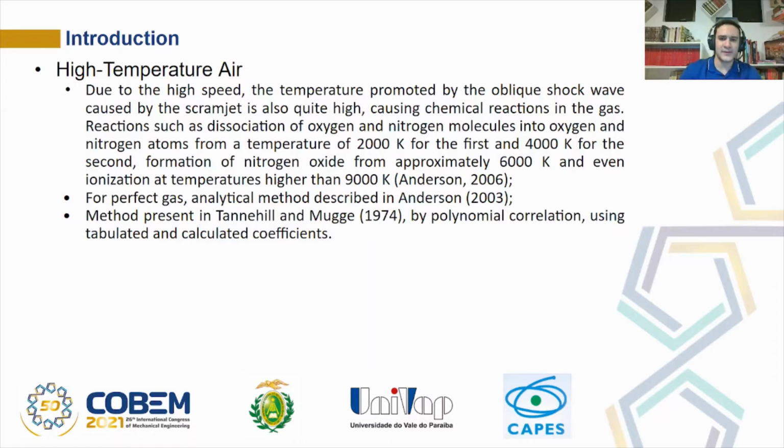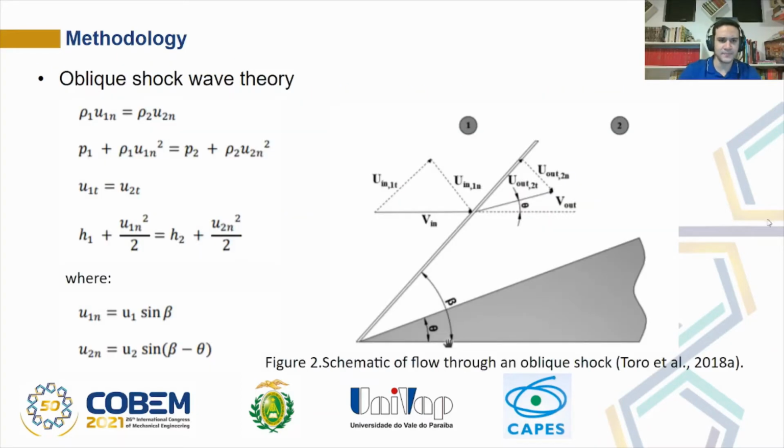So for the real gas, the air in thermodynamic equilibrium, we need to use the method present in Tannehill and Mugge that use the polynomial correlation and tabulated and calculated coefficients, that we will present in this work the modified algorithm to solve this problem. And for perfect gas, we use the analytical method described in Anderson.